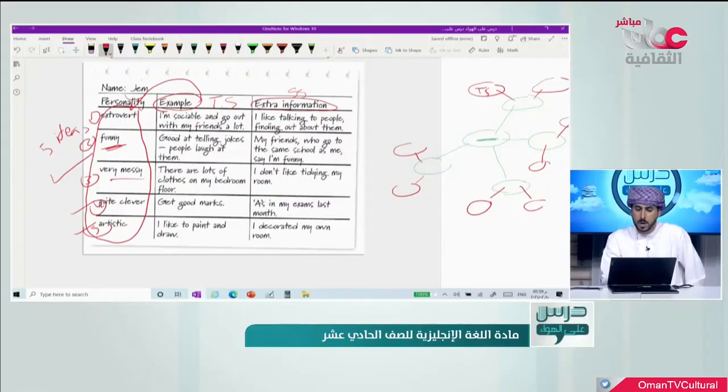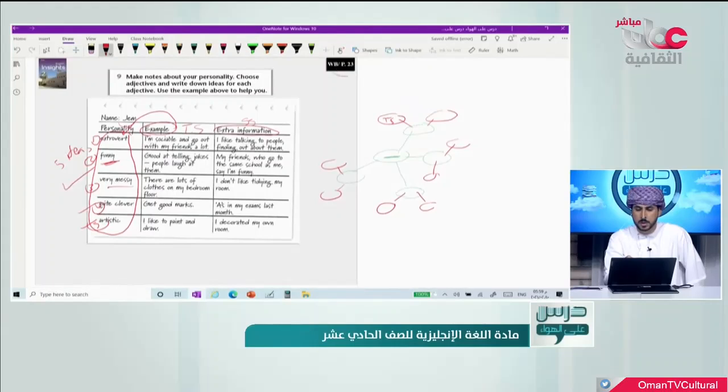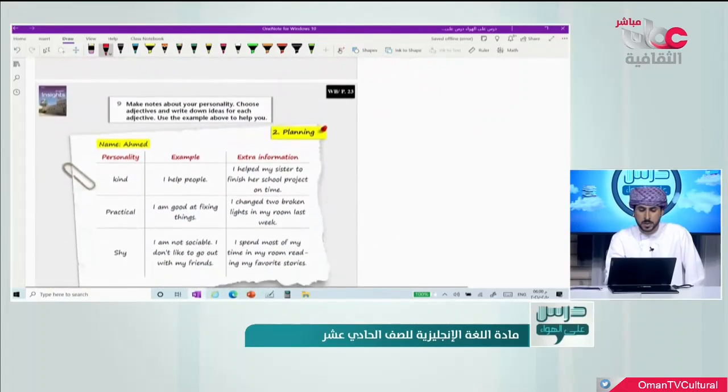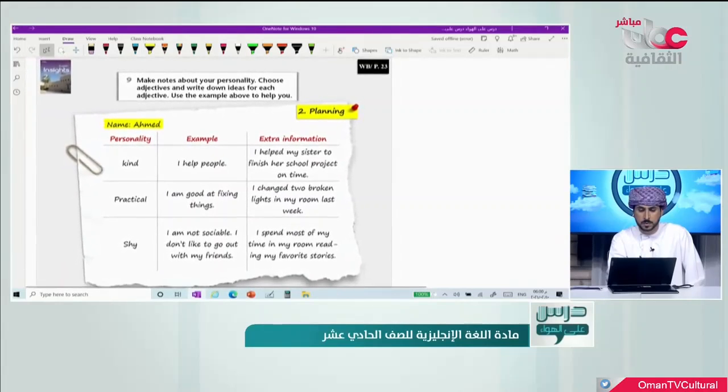Now this is found in the book, page 23 in your workbook. He wants us to make notes about your personality, choose adjectives, and write down ideas for each adjective. Use the example above to help you. So this is a model for us. Now we will do our own example. I wrote this. I made it simple, okay, so that you can follow.